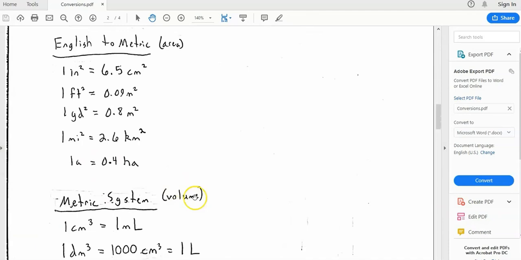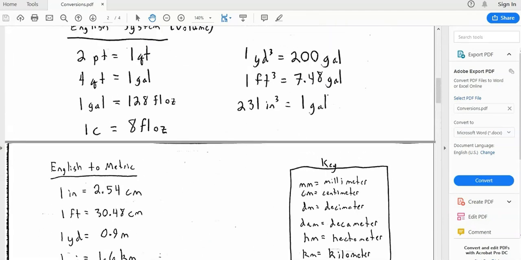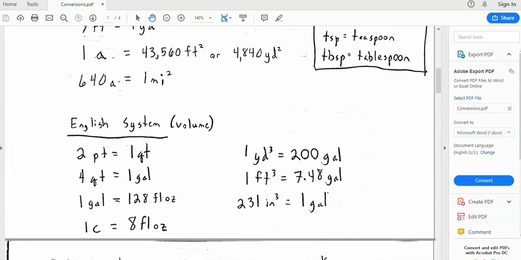Again, more volume right down here. Okay, so those are going to come into play now. Again, volume you see right here. Those are the ones that you want to use in 9.2. Any of them that say area or volume. Okay, so 9.2.